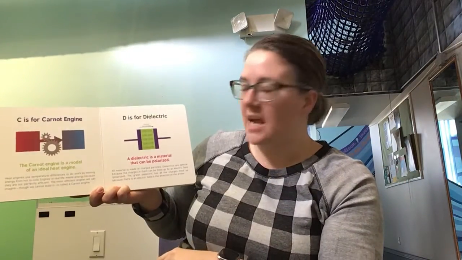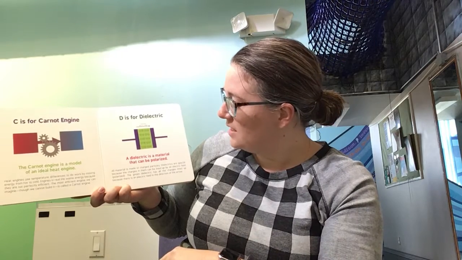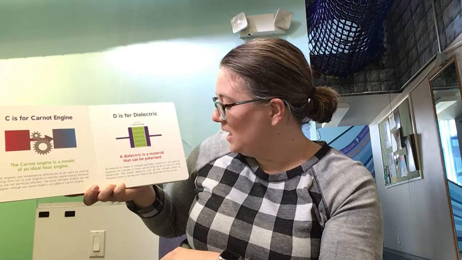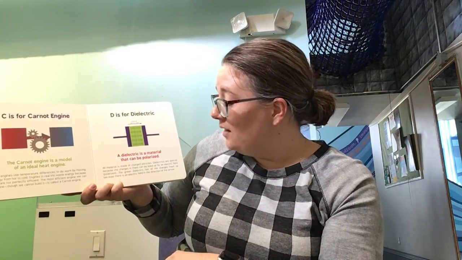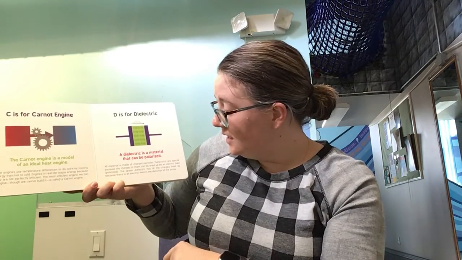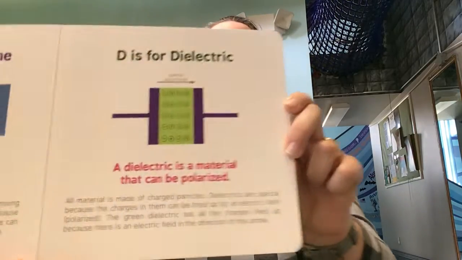D is for dielectric. A dielectric is a material that can be polarized. All material is made of charged particles. Dielectrics are special because the charges in them can be lined up by an electric field, that's polarized. The green dielectric has all the charges lined up because there's an electric field in the direction of the arrow.